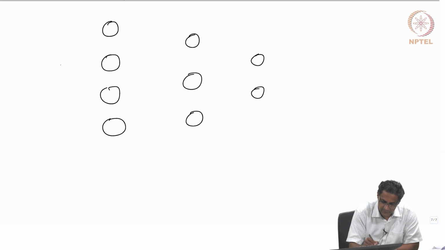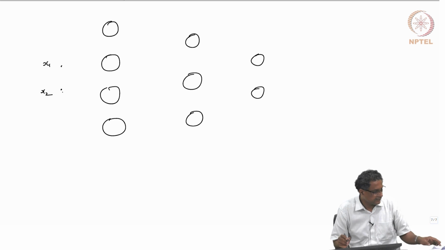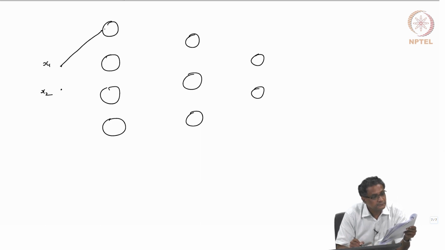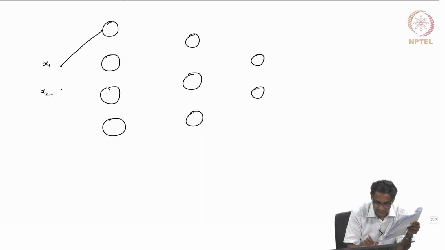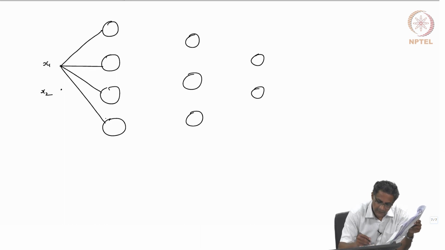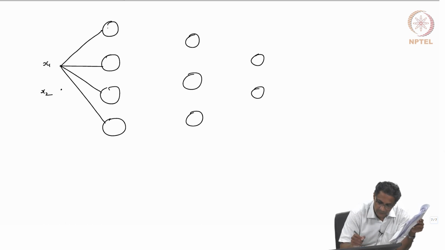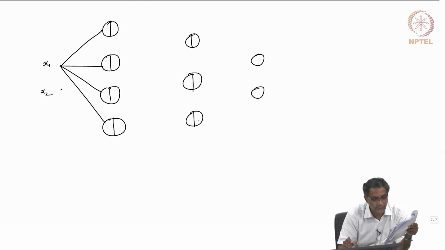Let me put x1, x2. I am going to write down a few things here now. I am not going to show all the weight connections, but let me say that this gets connected to this. So this goes there, this goes there, this goes there, and these weights I will just show for one. Now let me also put something here. I will tell you what these things mean.